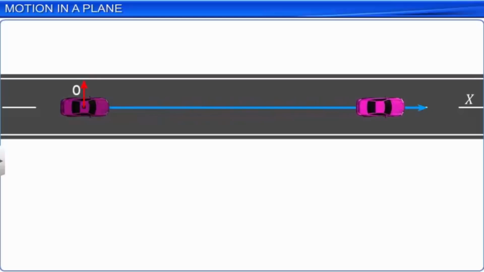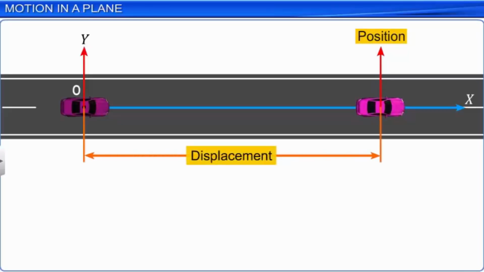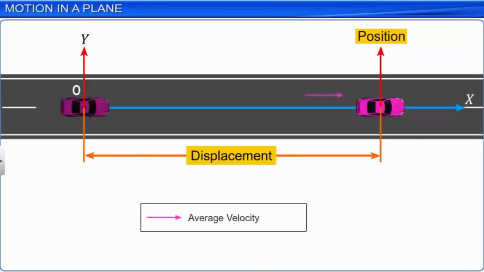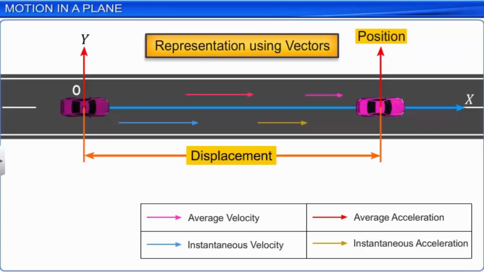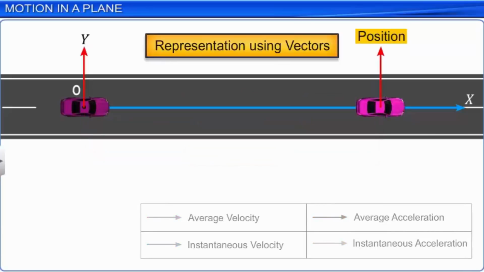The description of motion of a body involves its position at any instant in time, its displacement, average velocity, instantaneous velocity or velocity, average acceleration, and instantaneous acceleration or acceleration. Let us learn how to represent these using vectors. First, let's start with the representation of the position of a body using vectors.